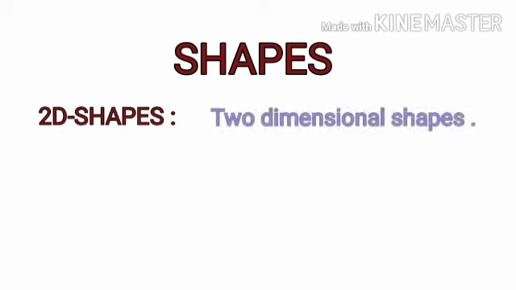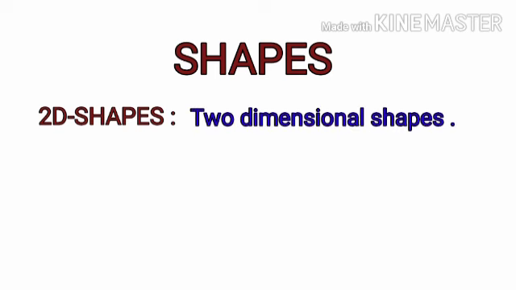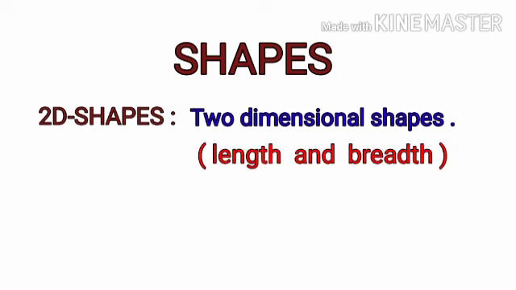Children, usually shapes are of two types. First one is 2D shapes. 2D shapes means two-dimensional shapes. That means these shapes have only length and breadth.